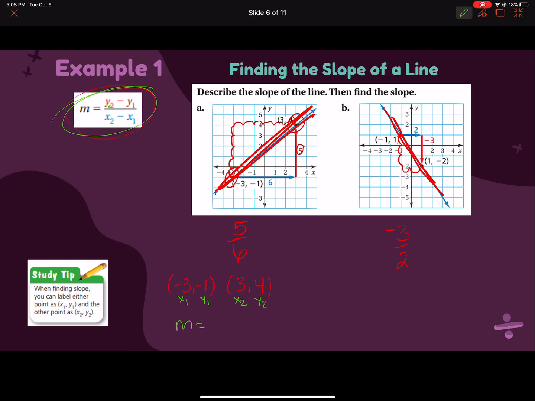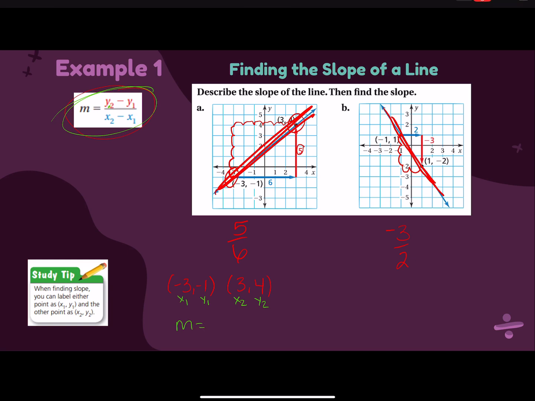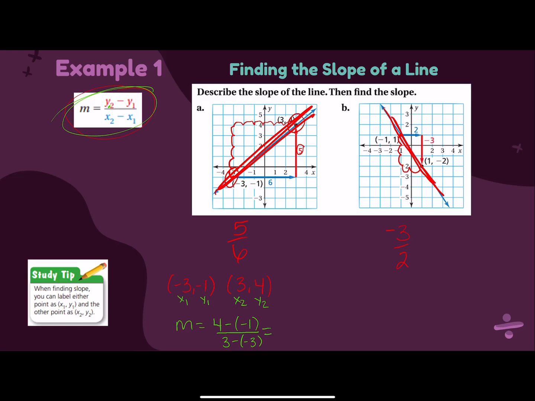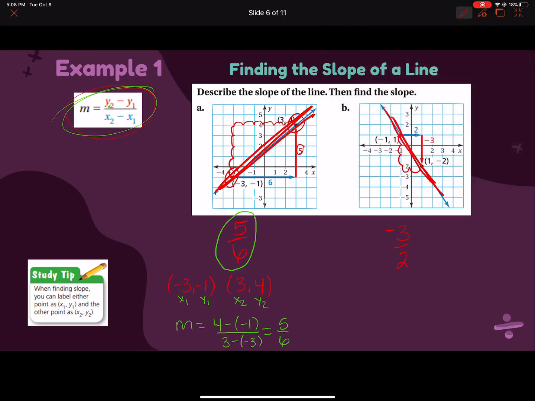So y2 minus y1, y2 is 4, minus y1 is -1, over x2, which is 3, minus x1, which is -3. If I solved this, I would get 5/6. Okay, so there are two ways to find the slope. You can either count the rise over run like we did right here, or you can solve the slope formula like we did right here.